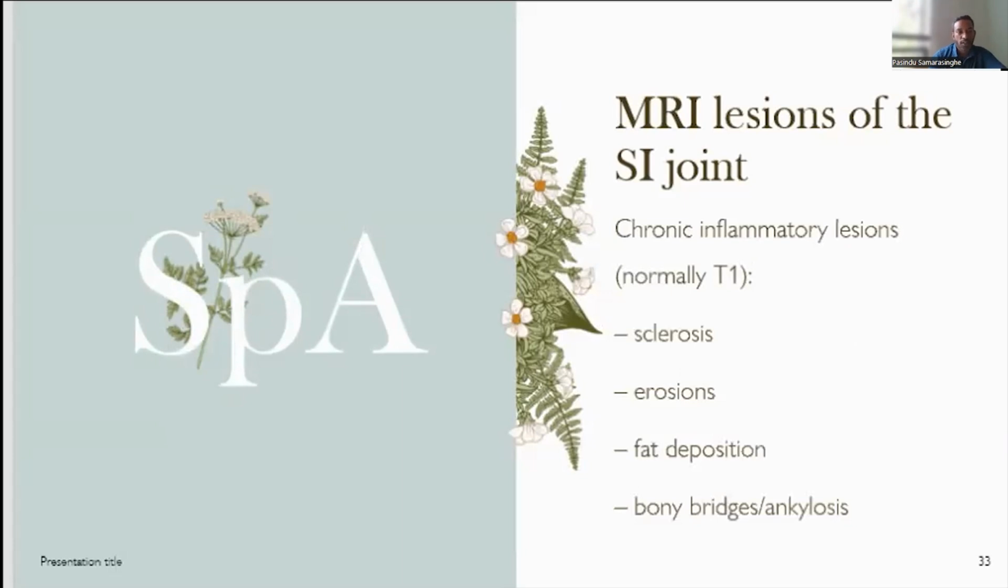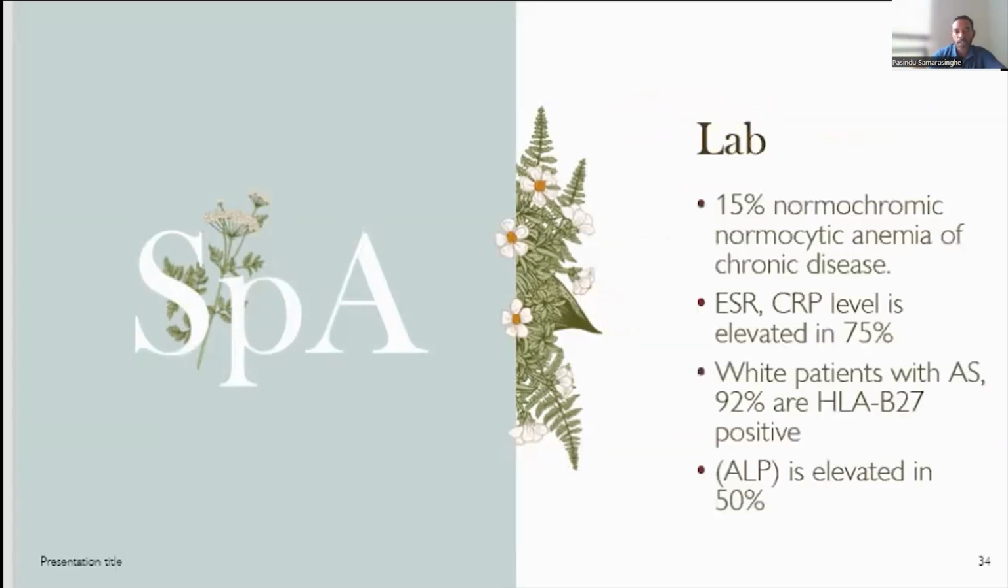Right. So laboratory tests, there are not many lab tests. 15% of patients will have a normocytic normochromic anemia, and the ESR and CRP levels are elevated in only 75% of patients. So this is very, very important. You can have patients with normal ESR and CRP. That doesn't mean the patient does not have inflammatory arthritis. So it can be normal in 25%.